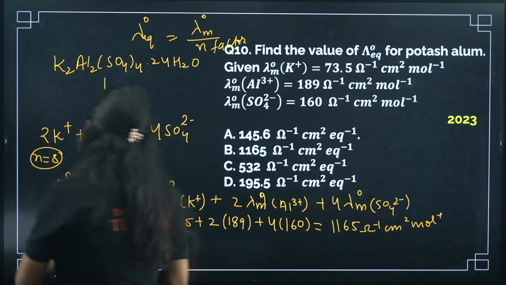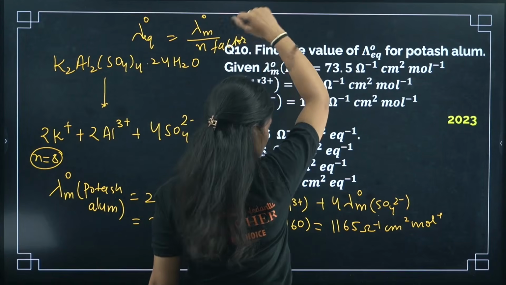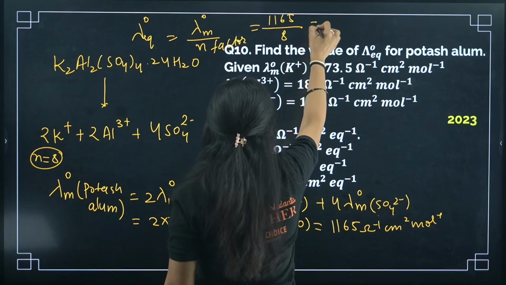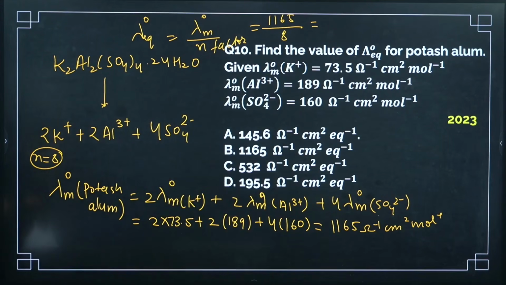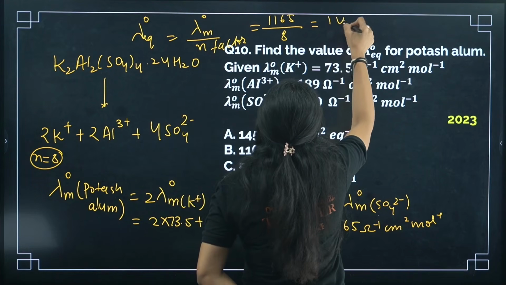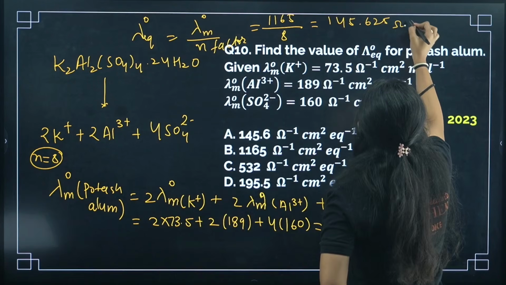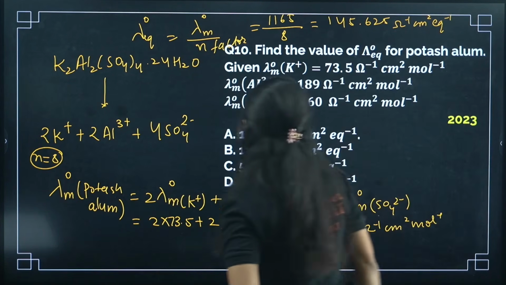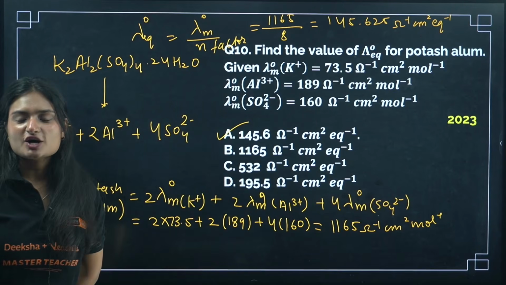Okay, now if you substitute this value here, 1165 by 8. So if you calculate it, if I am right, the answer is 145.625, and the unit is ohm inverse centimeter square equivalent inverse. Okay, so that means option A is your correct answer.